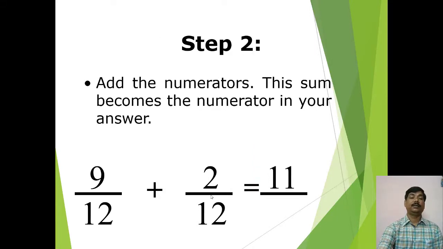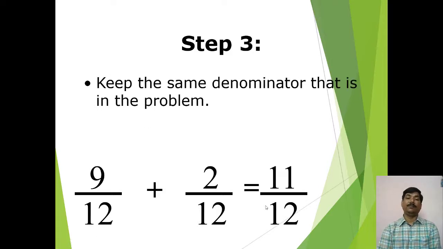So how do we add? To add these fractions 9 upon 12 and 2 upon 12, we directly add the numerators, and after adding the numerators we get a sum. This sum becomes the numerator in your answer. The sum of 9 and 2 is 11. So 11 will be the numerator of your answer. But what about the denominator? Keep the same denominator. The denominator will be the same.